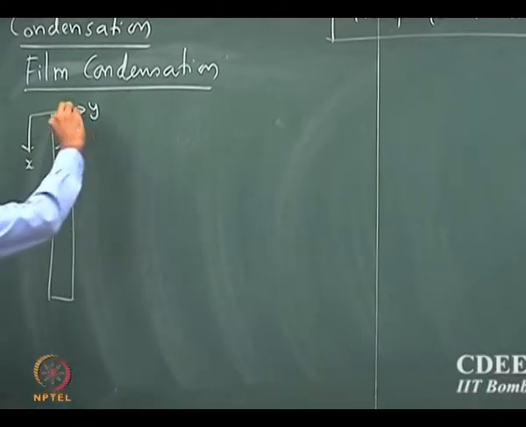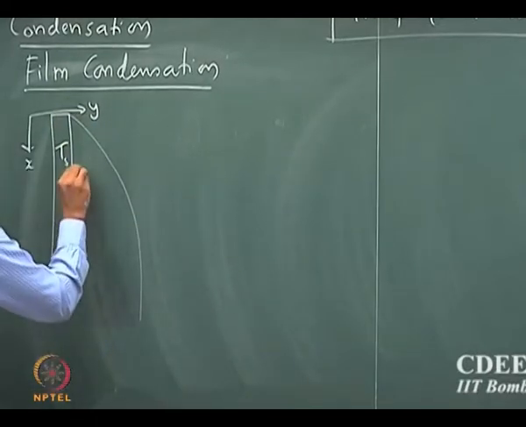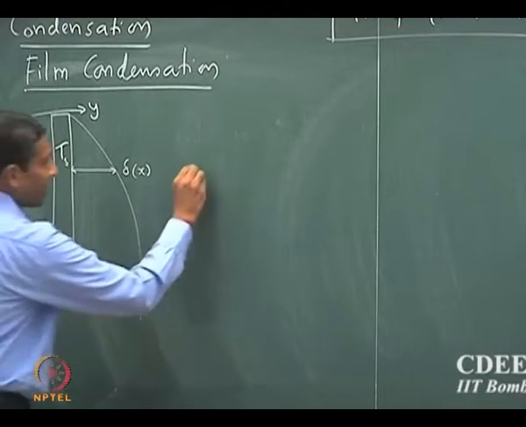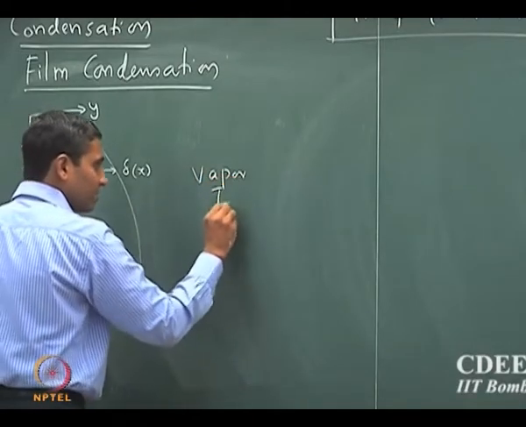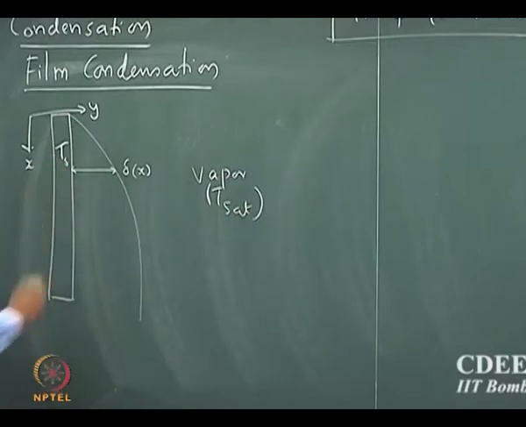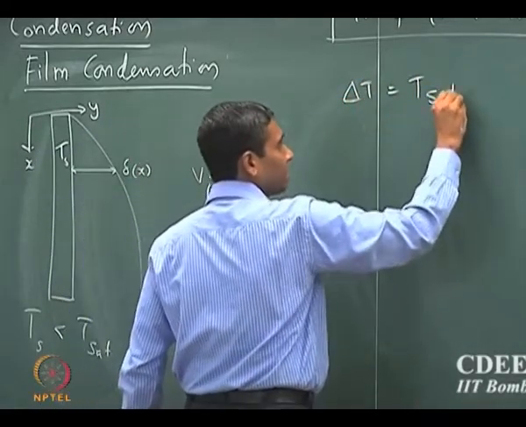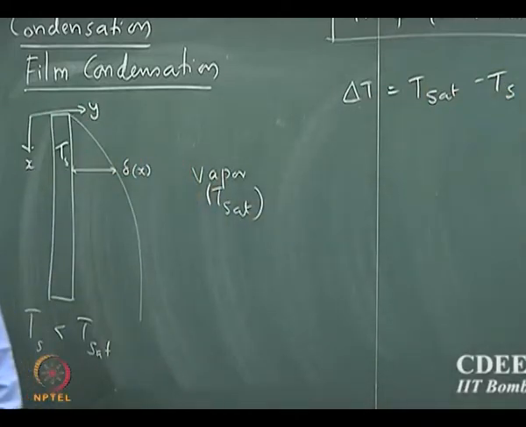Okay. So now I have a film here, and that is my boundary layer thickness delta x, and I have vapor here which is at Tsat, and this wall is at a temperature Ts, and we assume that Ts is smaller than Tsat. So what is the driving force for condensation? It is the temperature gradient, right. So delta T, the driving force, is Tsat minus Ts. That is the driving force for condensation.